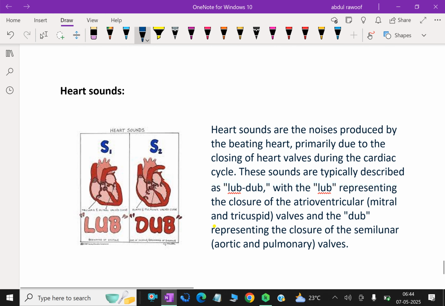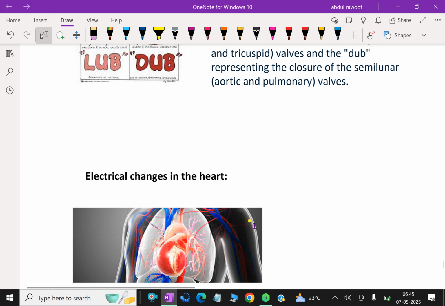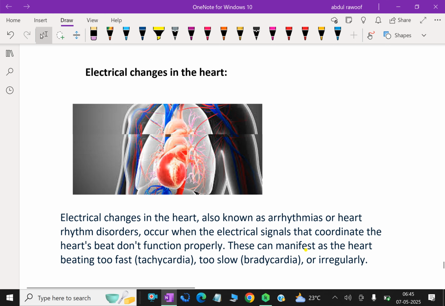What is heart sound? Lub dub. Heart sounds are the noises produced by the beating heart, primarily due to the closing of heart valves during the cardiac cycle. These sounds are typically described as lub dub, where the lub represents the closure of the atrioventricular valves, that is mitral and tricuspid, and the dub represents the closure of the semilunar valves, that is aortic and pulmonary.